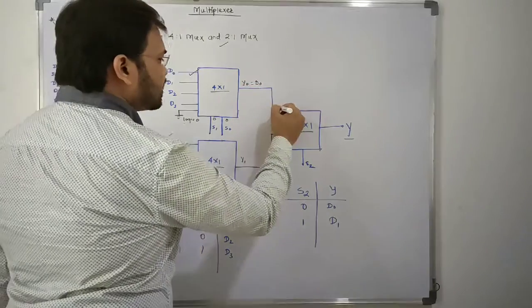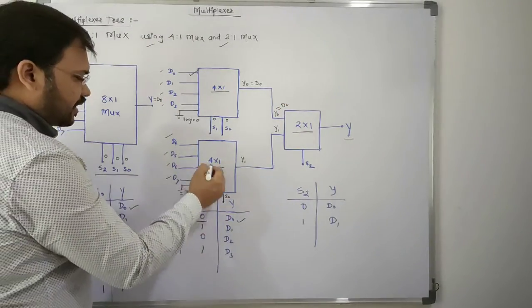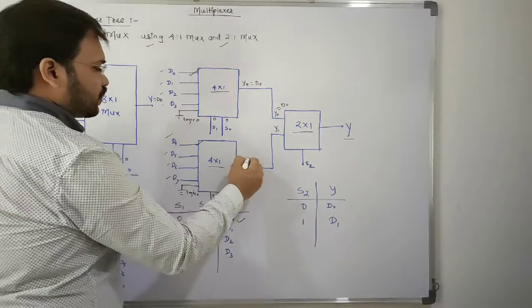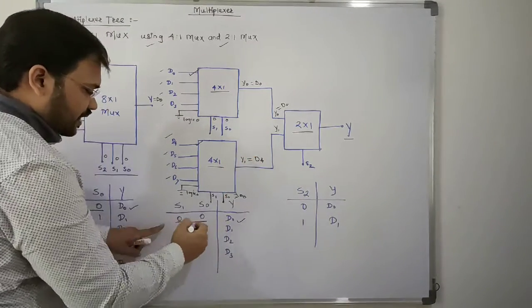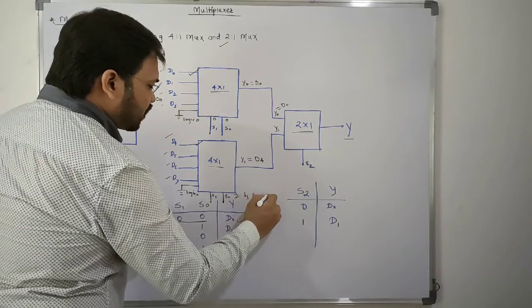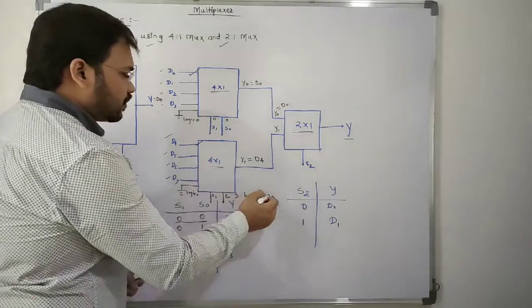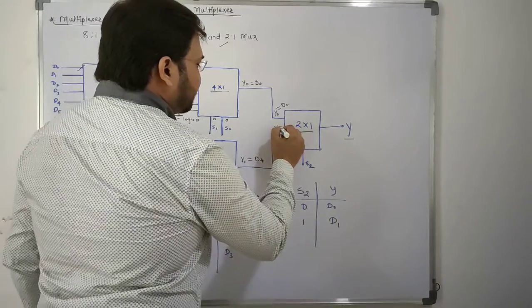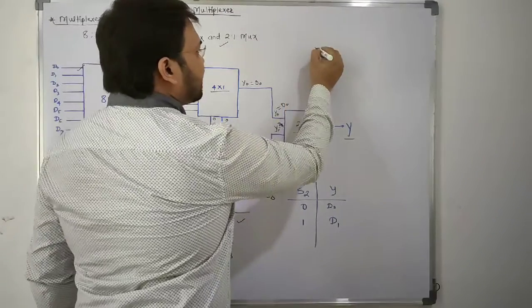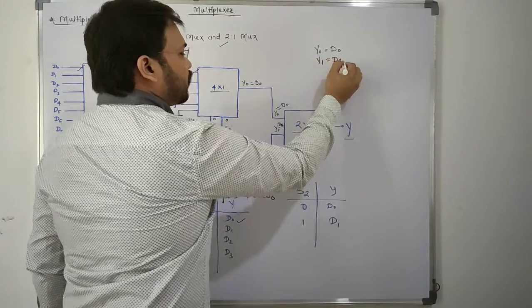The value of Y0 is D0 in this case. And here for the other multiplexer, if the value is again 0 0, S1 and S0 are 0 0, then D4 is selected. So the value of Y1 is D4. Now we have Y0 equals D0 and Y1 equals D4.